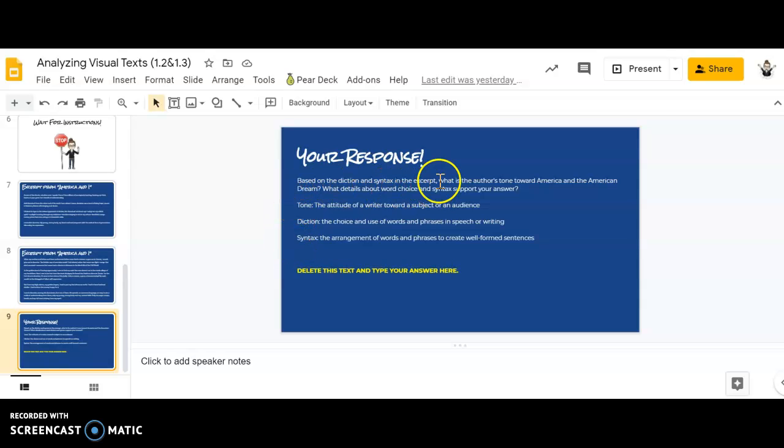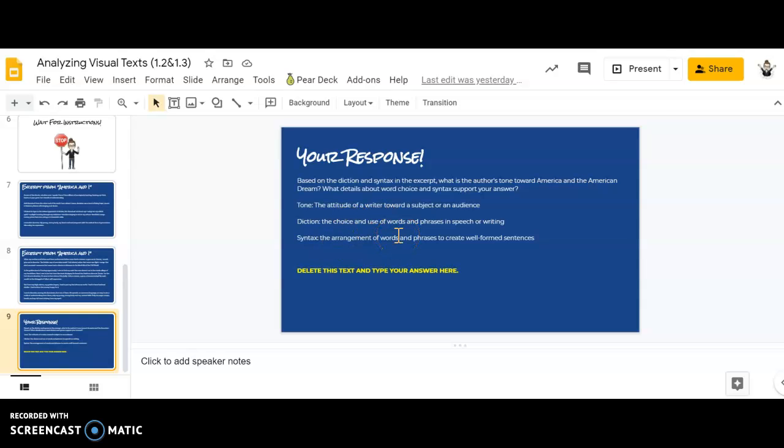So the question is asking, what is the author's tone toward America and the American dream? Tone is no more than the writer's attitude toward a subject. So it's just asking, like, what does the author think about America? So you could put, the author is hopeful about America, the author is fearful about America, whatever word you think describes her attitude. And diction and syntax are the choice of words that she uses and the arrangement of words that she uses.